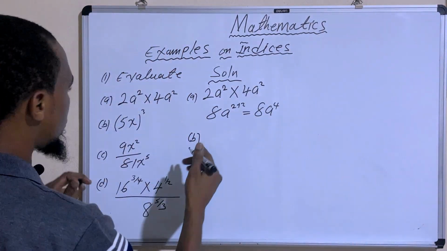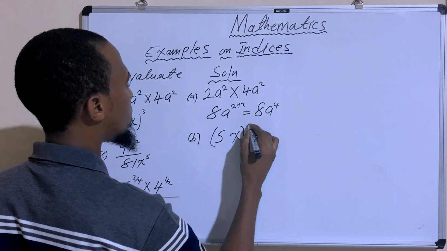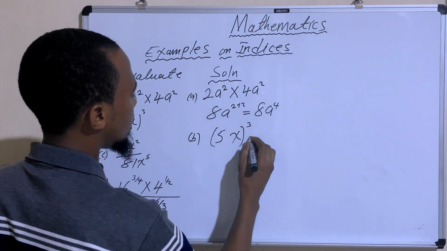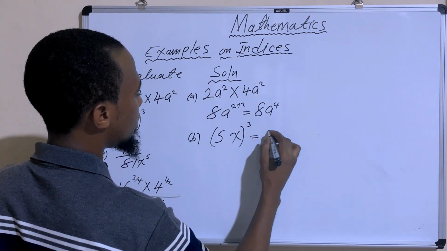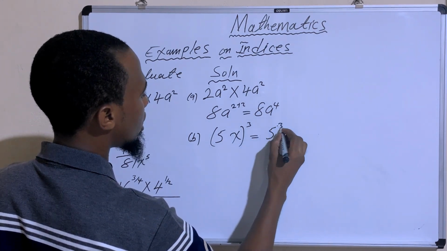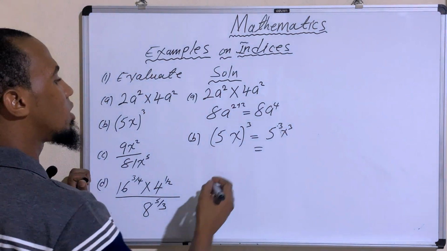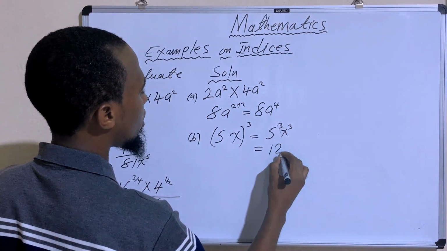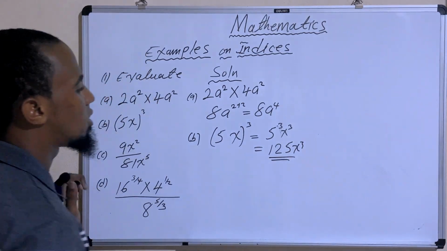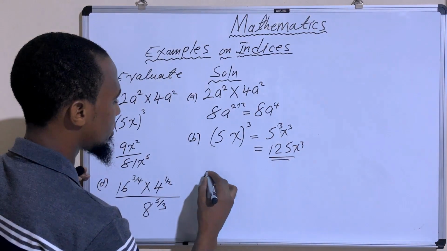Okay, now that is going to be 5x raised to a power of 3. Now this is going to affect the 5 and the x. This is going to give us 5 to the power 3 and x to the power 3, and here 5 to the power 3 is the same as 125 x to the power 3. That's our final answer.